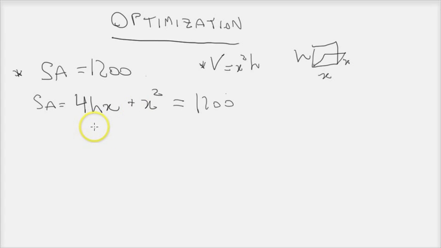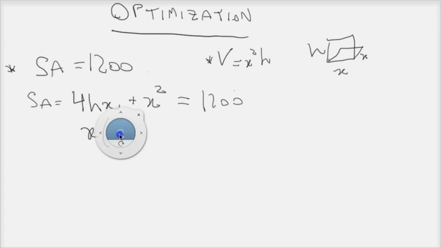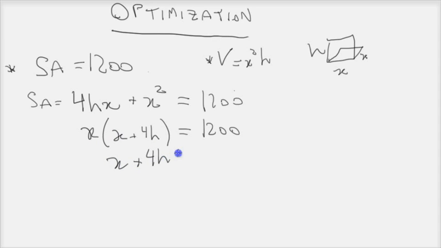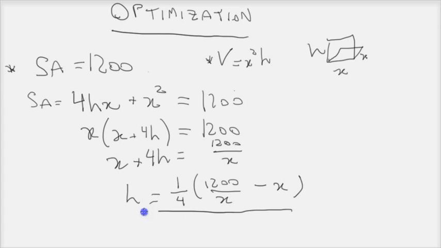We can factor out an x here, so that would make this x times x plus 4h, and that'll be equal to 1,200. Divide this x over, and we'd get x plus 4h equals 1,200 over x. Then we can subtract this x and divide everything by 4, and so we would get h equals 1,200 over x minus x, all over 4. So that is our expression for h.